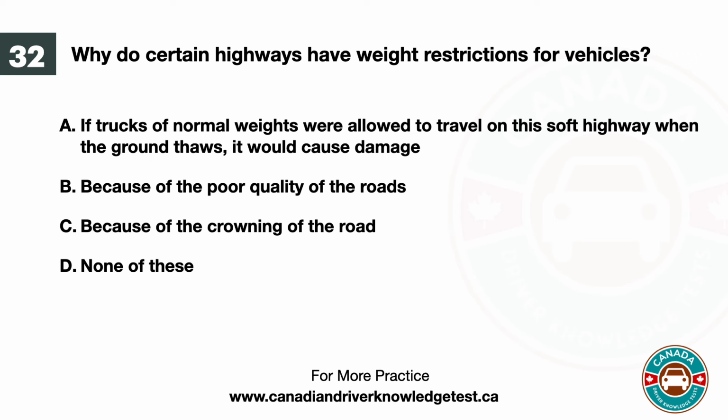Question 32. Why do certain highways have weight restrictions for vehicles? A. If trucks of normal weights were allowed to travel on this soft highway when the ground thaws, it would cause damage. B. Because of the poor quality of the roads. C. Because of the crowning of the road. D. None of these. The answer is A. If trucks of normal weights were allowed to travel on this soft highway when the ground thaws, it would cause damage.